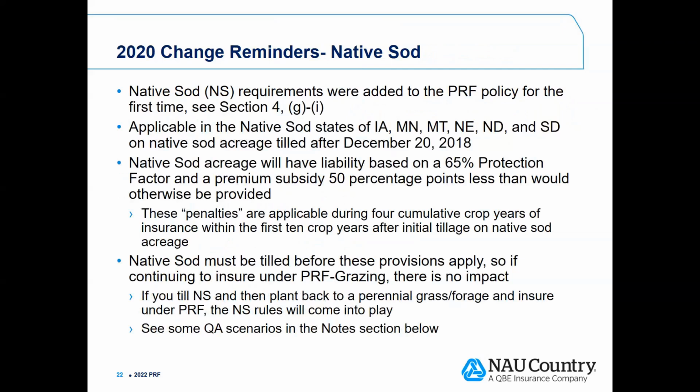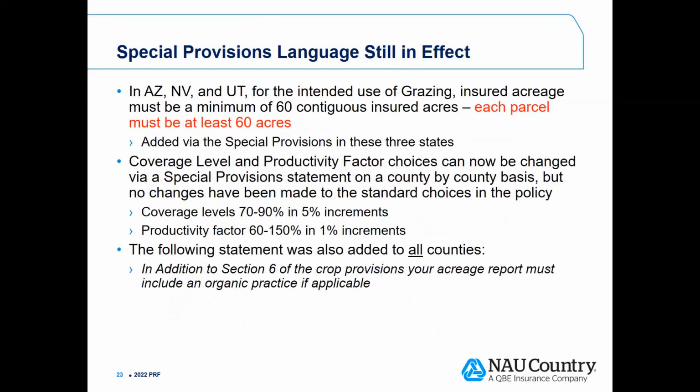So just something that's out there in those native sod states. Special provisions, like I said, nationwide is the livestock deal for grazing. But in the states of Arizona, Nevada, and Utah, you also have to show 60 contiguous acres.